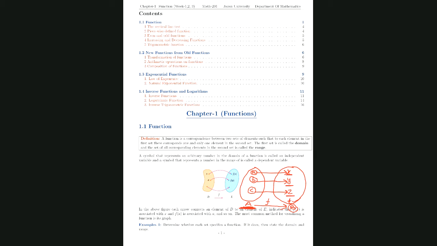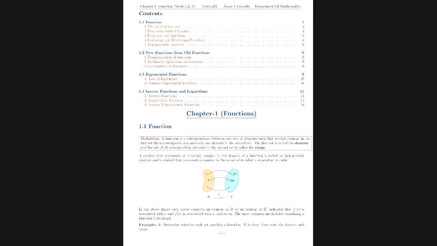Now look here. Input A has only one output X. Input B has only one output Y. Input C has only one output Z. Right? So this defines a function. F is a function from A to B. Now let me write another example.